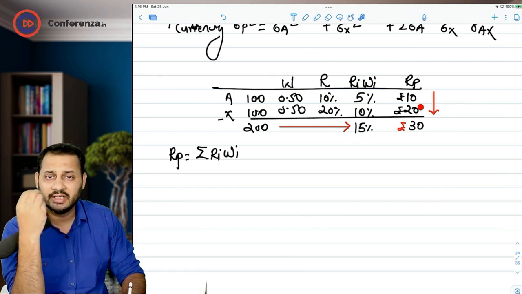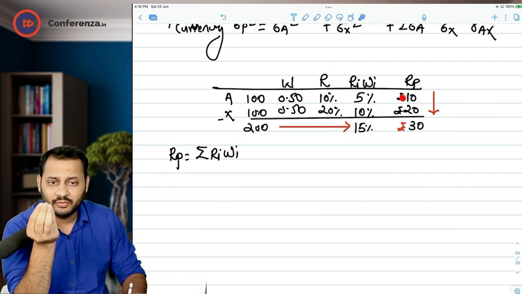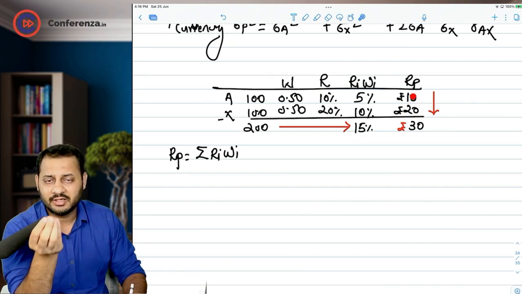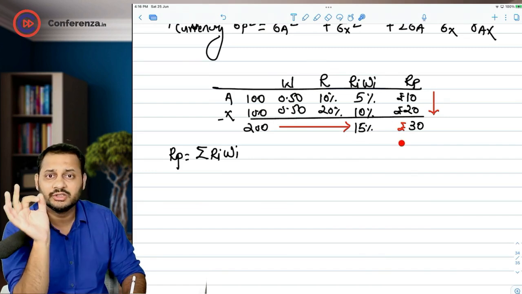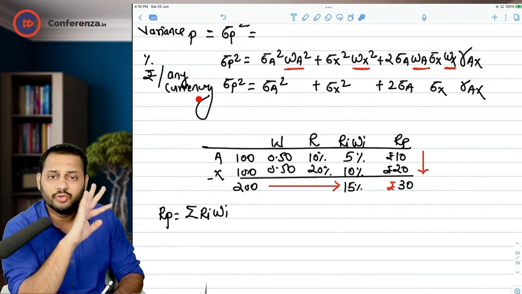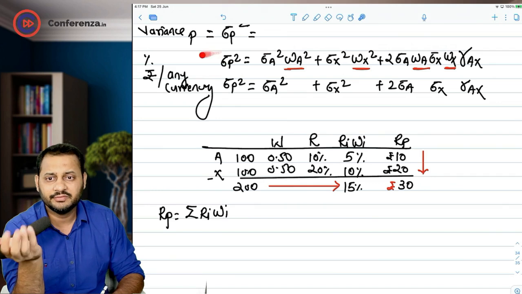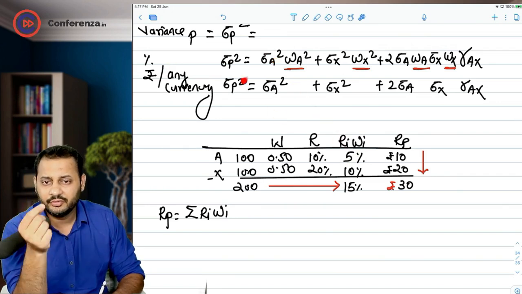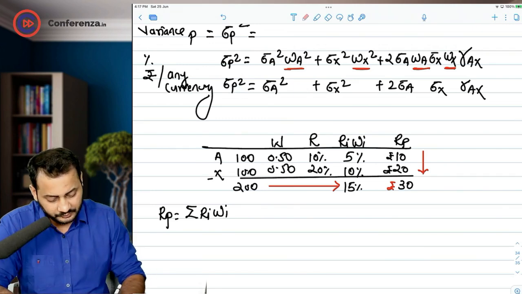So it is very clear to us, and it is logical that if you are calculating in terms of rupees, that is 10 lakh plus 20 lakh is equal to 30 lakhs, there is no need to use the weights. That's why when we are calculating in currency, there is no need to use the weights. Obviously, in terms of percentage, we are using the weights. So the logic is very clear to you. Now we can use the formula. Let's go ahead and use the formula.